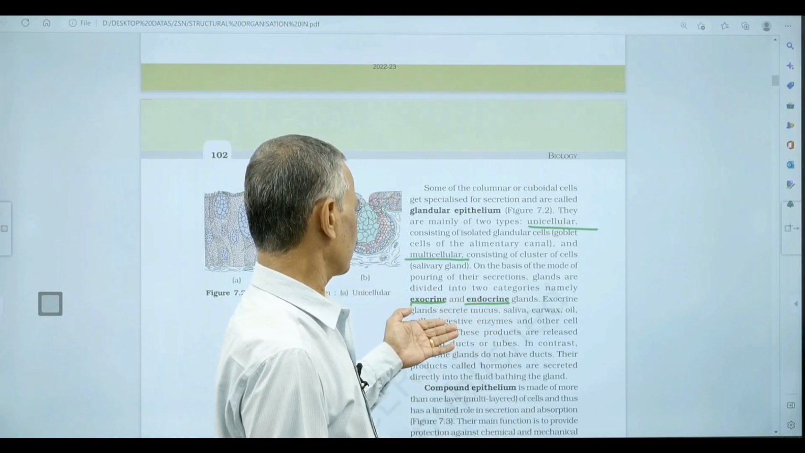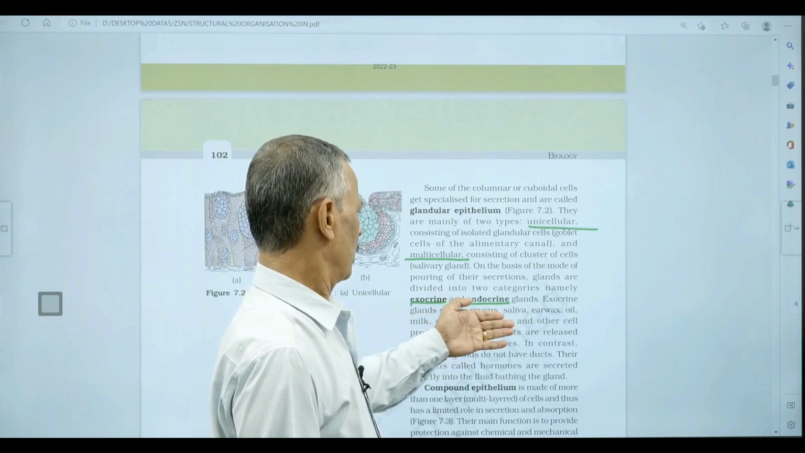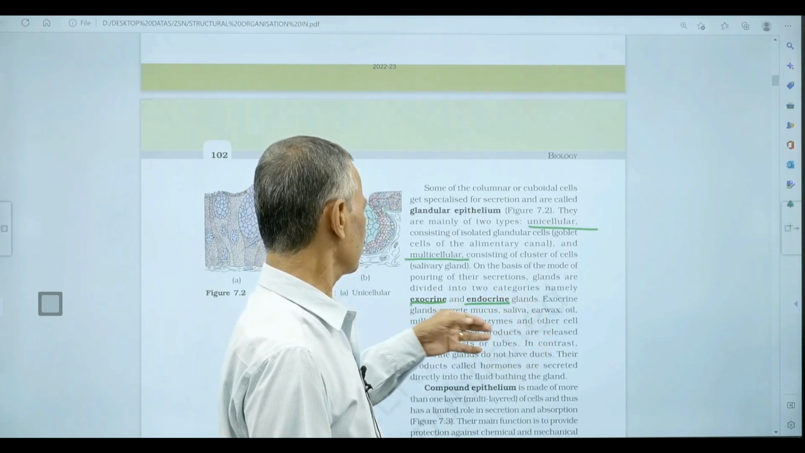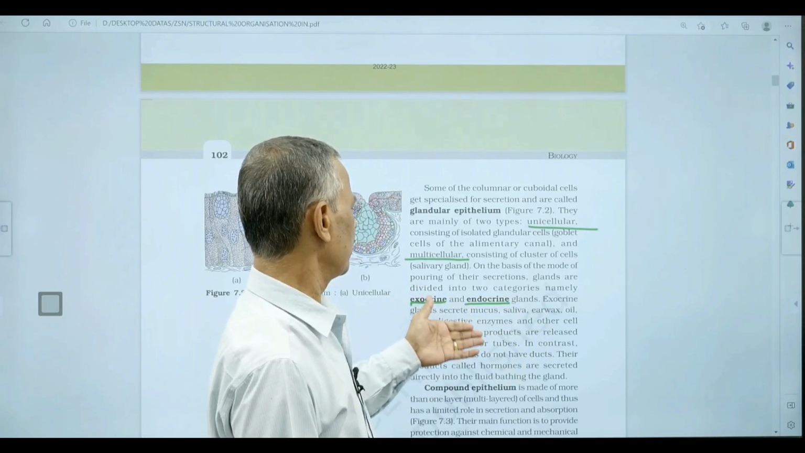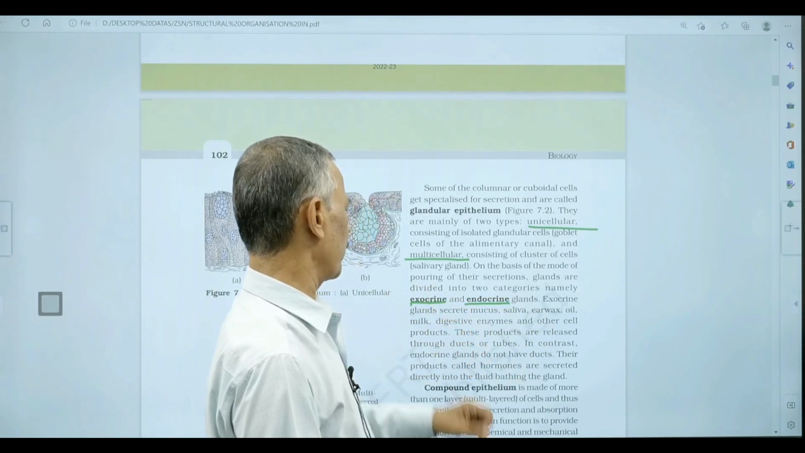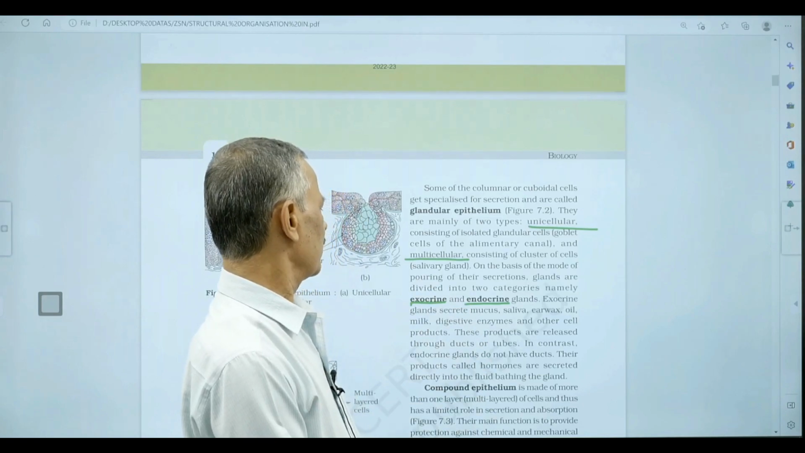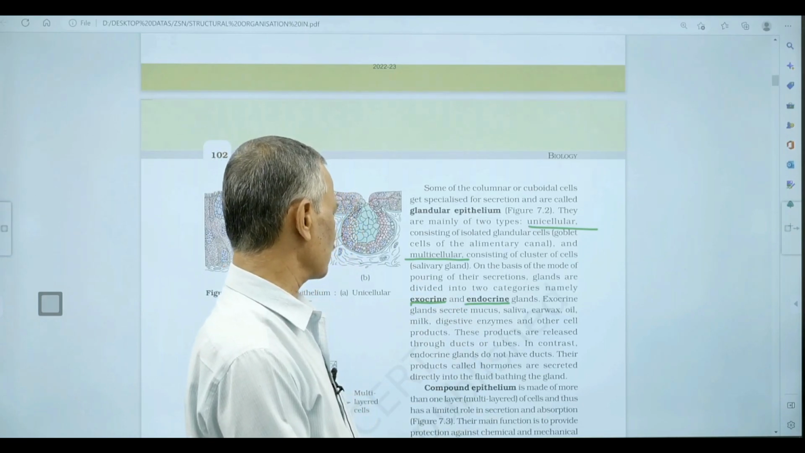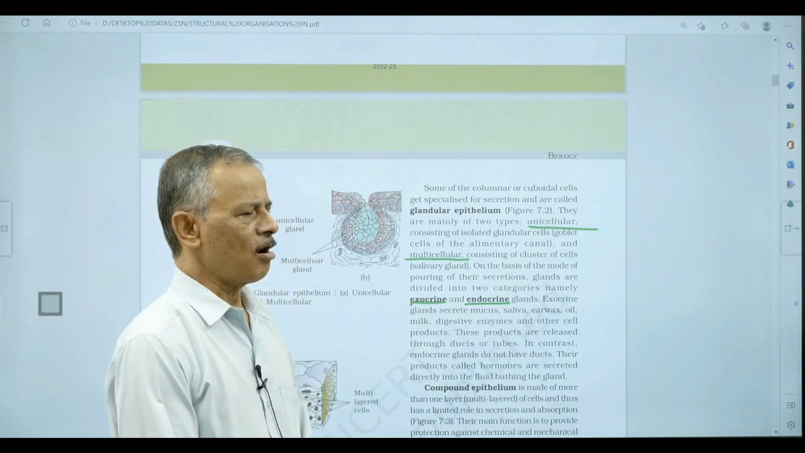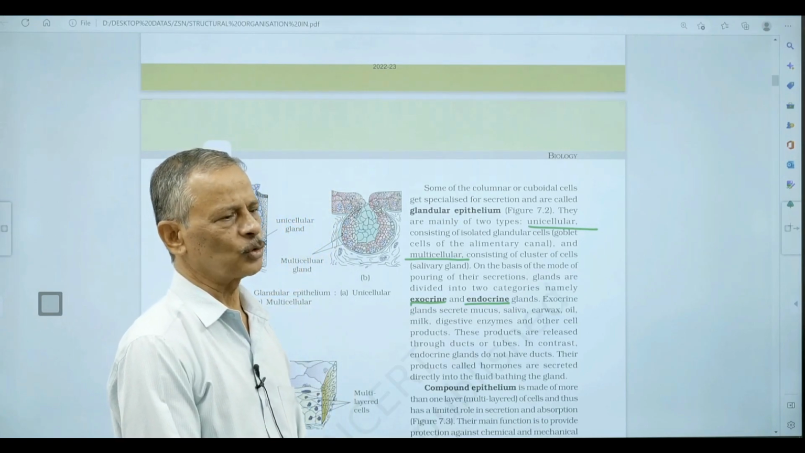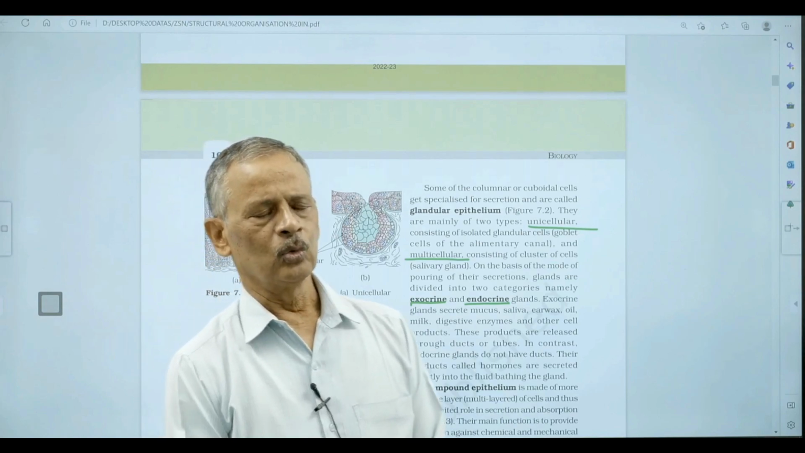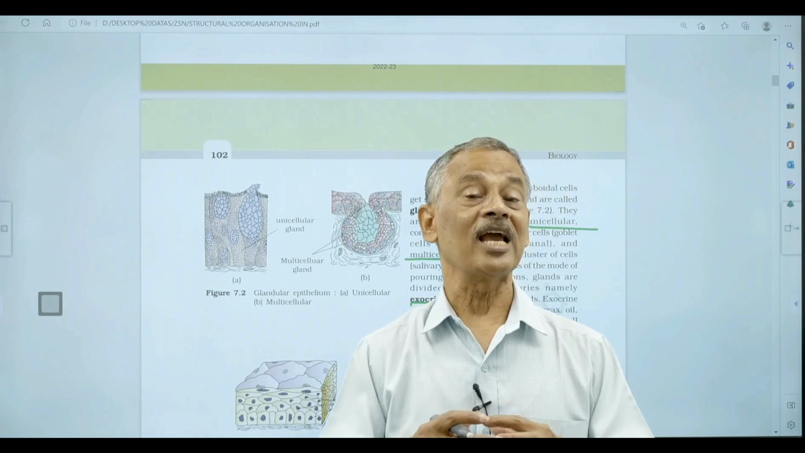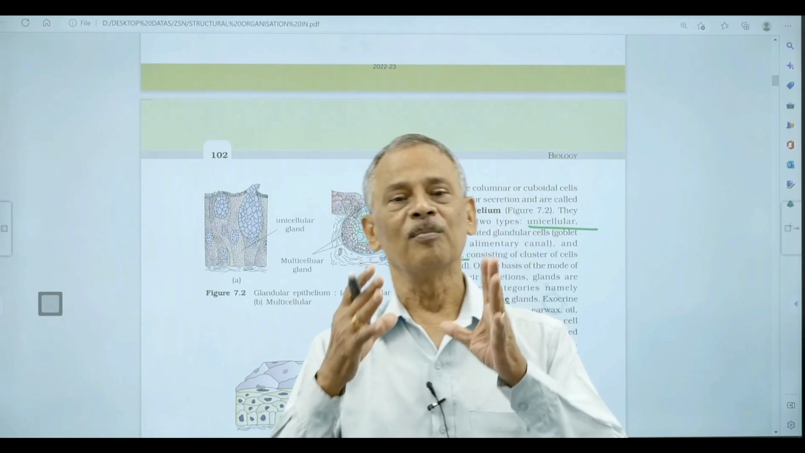Examples for exocrine glands are saliva, mucus, earwax, oil, milk, digestive enzymes, and other cell products. Whereas endocrine glands have no ducts, so they are called ductless glands. Their secretions, called hormones, are all carried through blood to different parts of the body, bringing about our chemical coordination and control of the body.